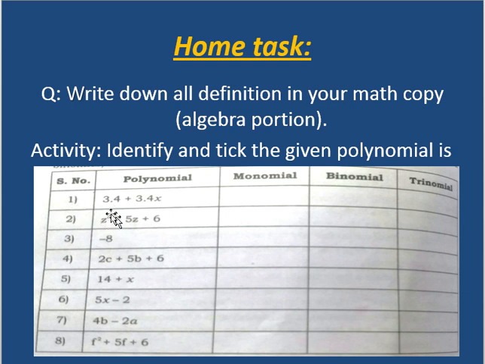For example, first one, 3.4 plus 3.4x. Students, how many terms here? First term, we don't have any sign, that means we have a plus sign. So 3.4 is the first term and plus 3.4x is the second term. So when we have 2 terms, it is called a binomial. You have to take it. Similarly, you have to do all these questions.